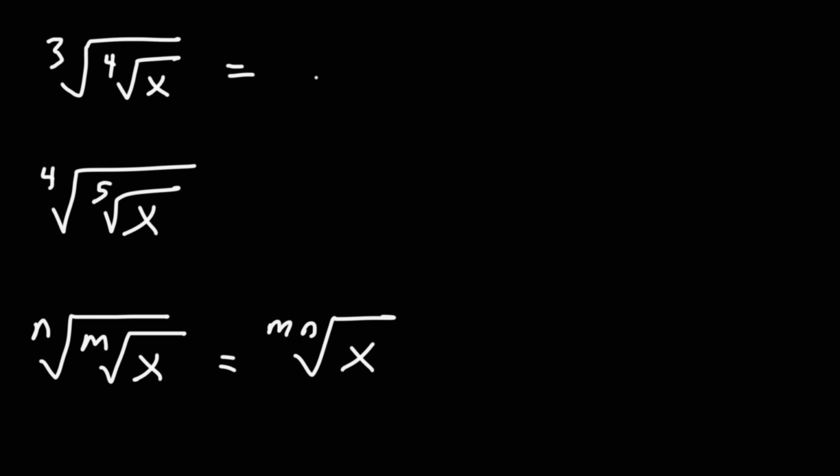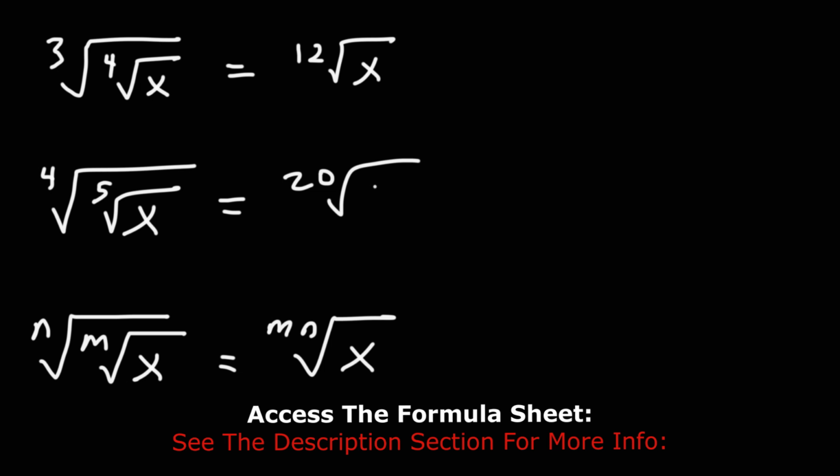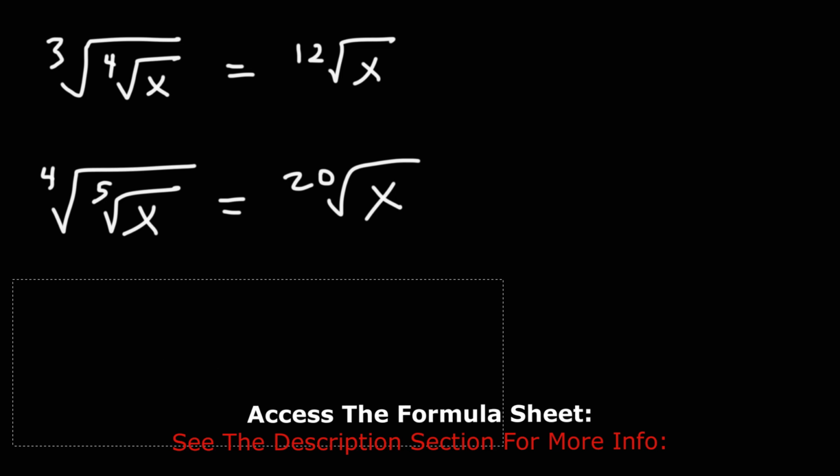So the cube root of the fourth root of x is equal to the 12th root of x. The fourth root of the fifth root of x is equal to the 20th root of x. And we could illustrate that.